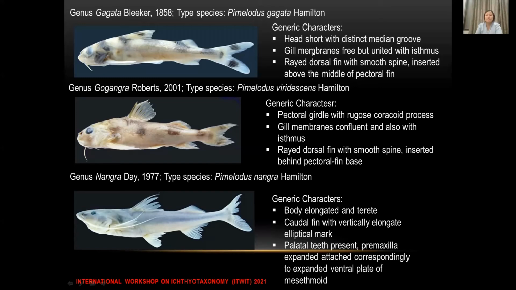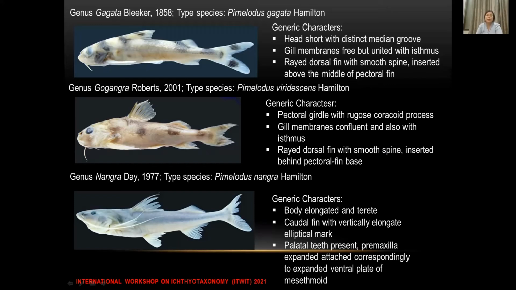The gill membranes are free but united with the isthmus in Gagata, and the dorsal fin has a smooth spine, and it is inserted above the middle of the pectoral fin. So it will be present in the middle of the pectoral fin insertion. Then in case of Gogangra, the gill membranes are confluent and also with the isthmus, and the dorsal fin has a smooth spine, but the insertion is behind the pectoral fin base.